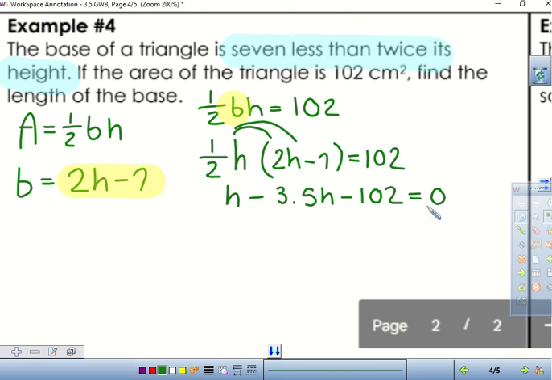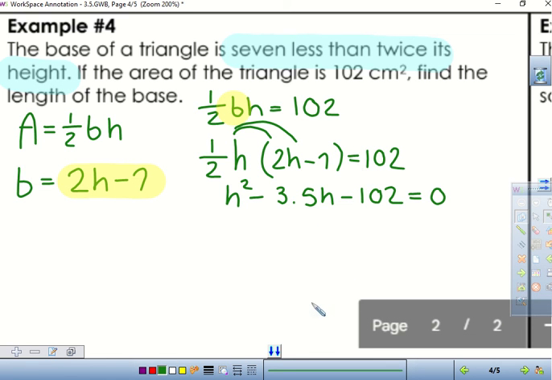Why is it not h squared? Oh, good question. It is h squared. Thank you. You were right. That was my fault. So we end up with a quadratic, right? Now, does anyone in here want to try to find factors of negative 102 that add up to negative 3.5? No, so when we don't want to do that, we want to use what formula?